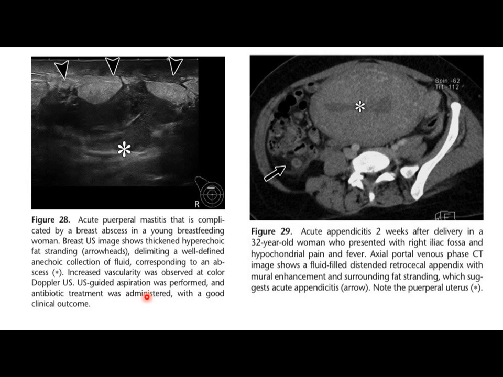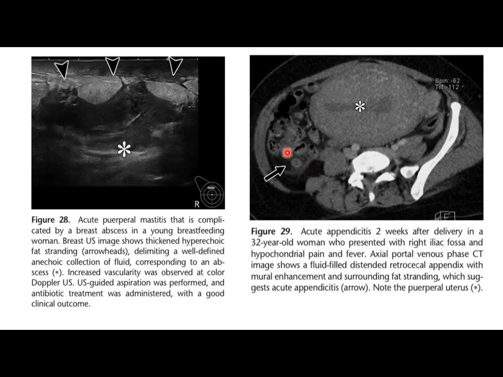On ultrasound, mastitis appears as thickening of the skin and also the subcutaneous tissue. Look at the fat strands, which become more echogenic and enlarged. Also, there is abscess formation behind it, where there is a well-defined hypoechoic, anechoic collection behind it, indicating that there is an abscess with mastitis.